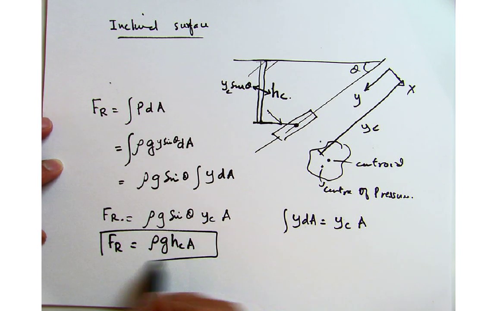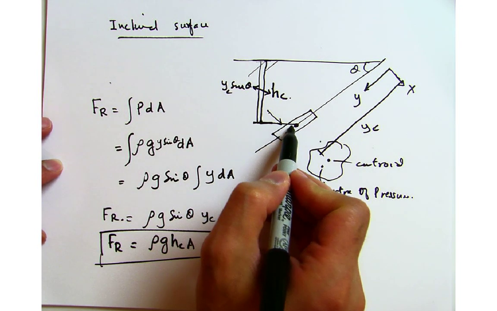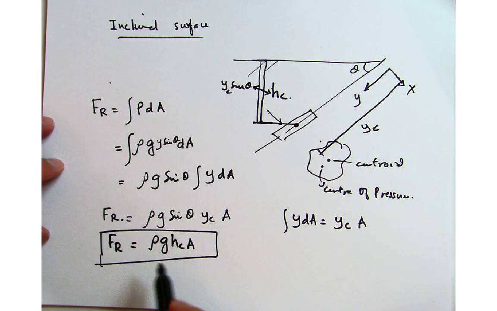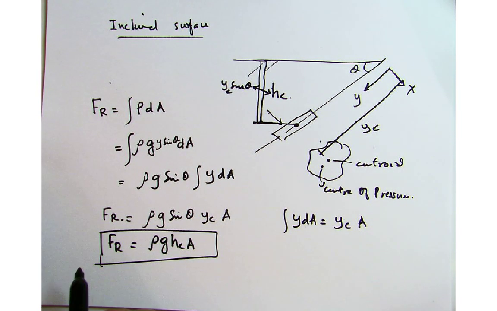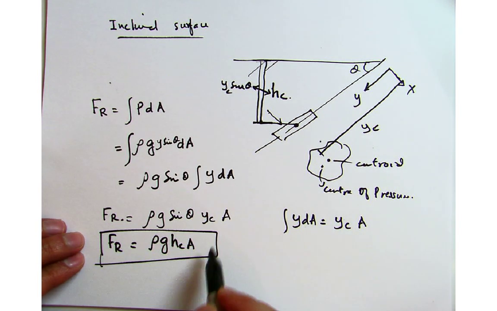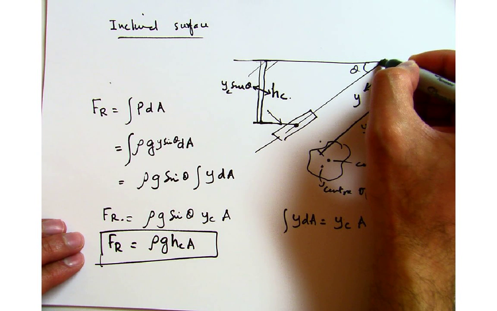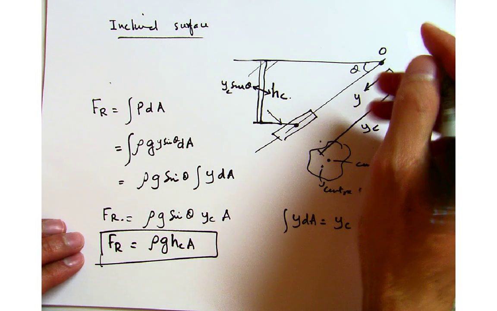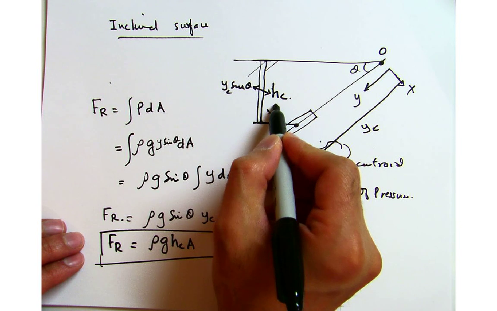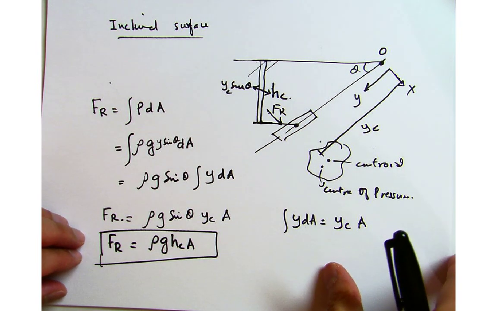So this is the resultant force, and that's the magnitude. We don't have the location where this force will be acting, but at least we have the magnitude of that force. Another thing, I'm going to define this point as O, because I'm going to take the moment of this force, which is F_R, about this point, and then we will try to figure out where this force is acting.